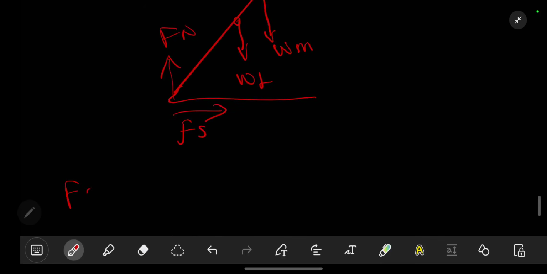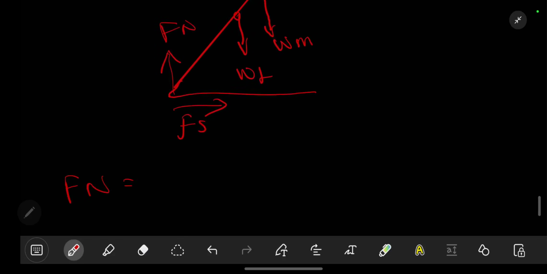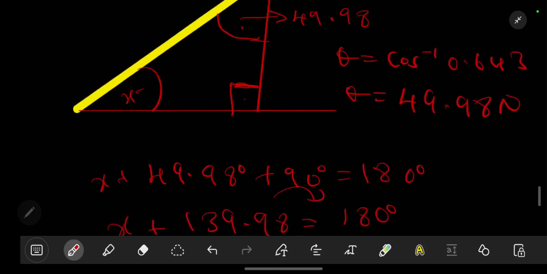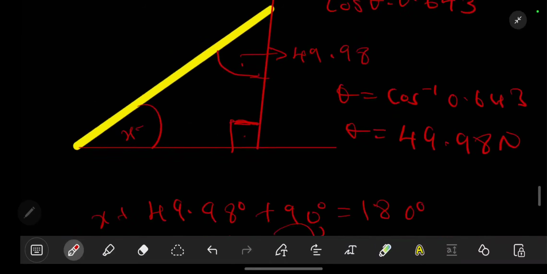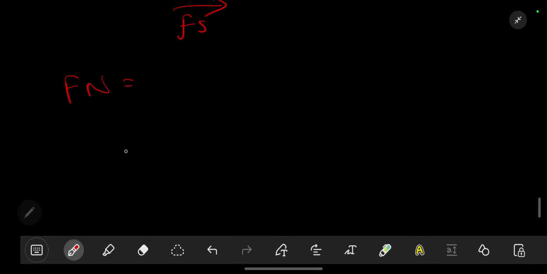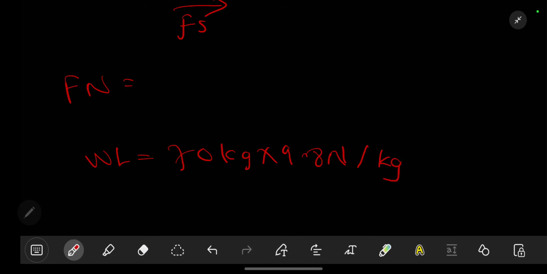So our Fn is equal to the weight of the man, and the mass of the man is 70 kg. Let's convert this. So the weight of the man is equal to 70 kg times 9.8 newtons per kg. This will give us 70 times 9.8, which gives a value of 686 newtons, like that. So this is the weight of the man.